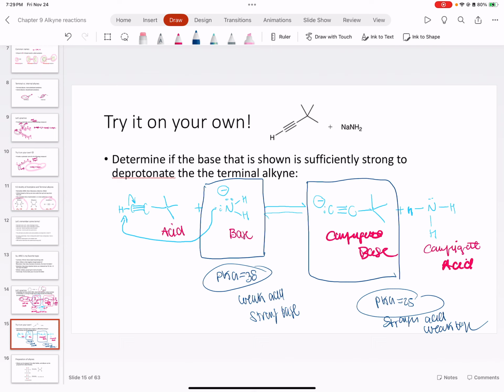So if we think about those terms, let's see if I have my acid in here. My acid, this one will be weak. And this one's going to be a strong base. And for this pKa, it's going to be a weak base. And then this one's a strong acid. So my equilibrium goes to the weaker side, so it's going to go this way. Therefore, this is strong enough to deprotonate my alkyne.